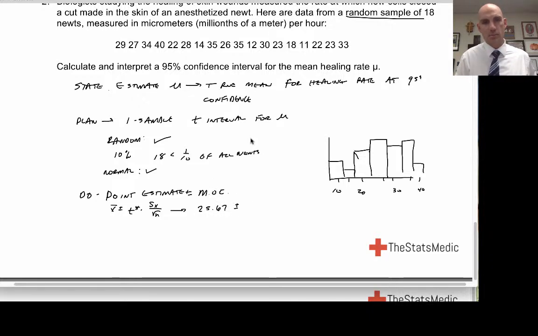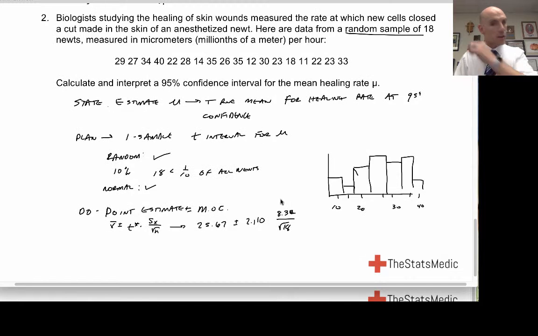So where do we get this? We took the mean of these. You take the mean of these, and you get that 25.67, and then you've got 2.110, and then 8.32 over square root of 18. And so when we're looking at this, that gives us an interval of 21.53 to 29.81.